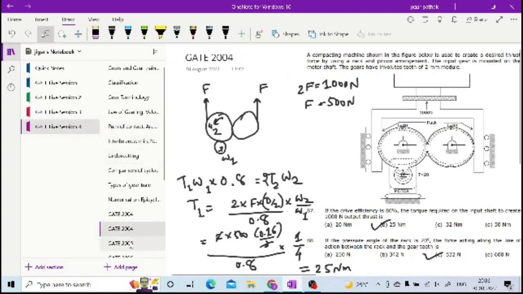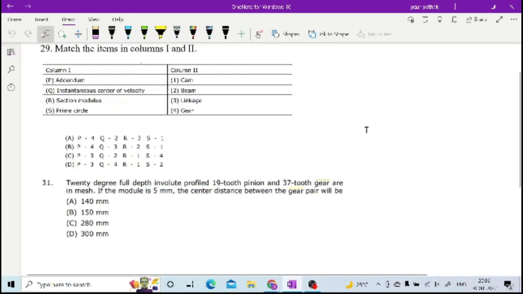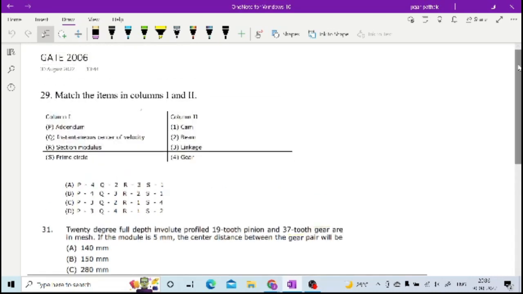Right, now when you go to the next one, here it is simple. You can type in your answer in the chat box quickly, A, B, C, D. You can see on the screen this question number 29 from 2006. You can quickly type in your answer in the chat box.